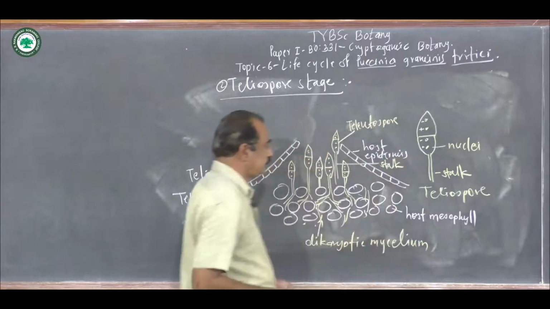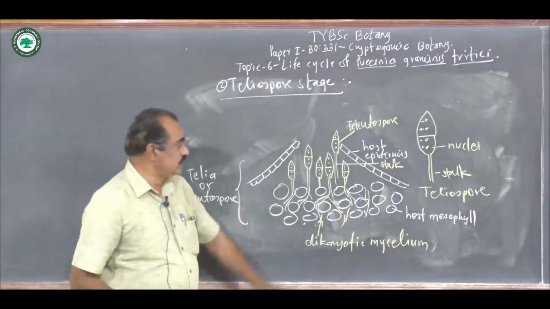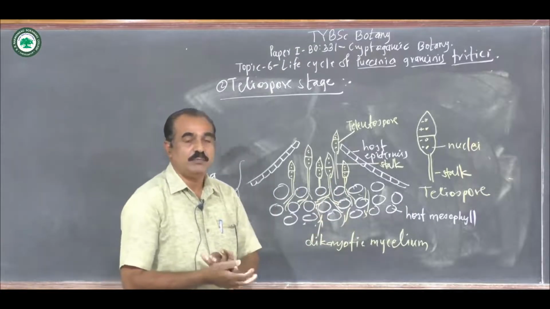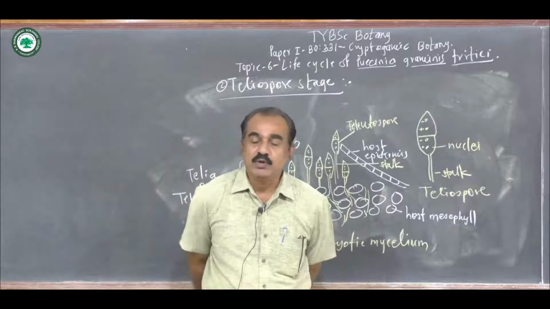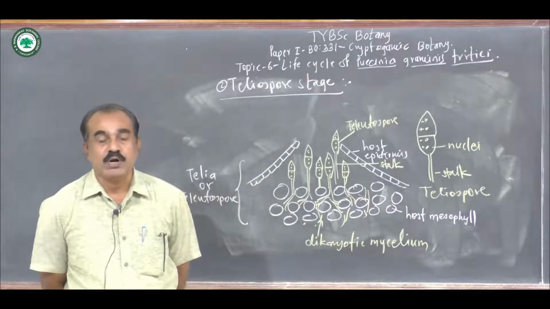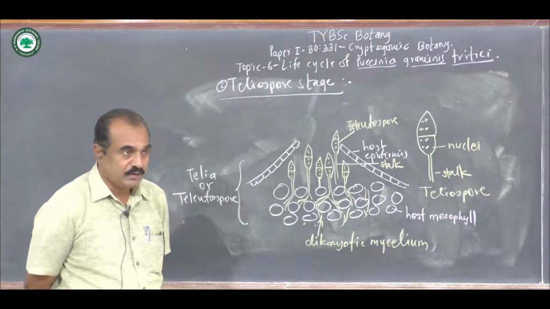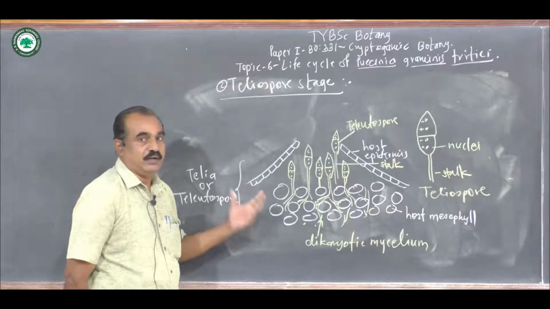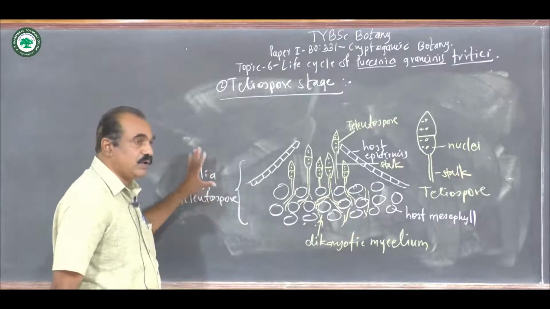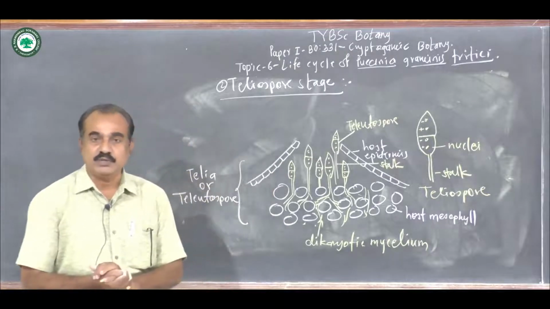Before harvesting of the wheat crop, the same dikaryotic mycelium, instead of developing a Urediniospore, develops another type of spore, and these spores are called the Teliospore. Now the structure is the same. That means instead of a Uredia, it is called the Telia, because there are different types of spores, and they are called the Teliospore.